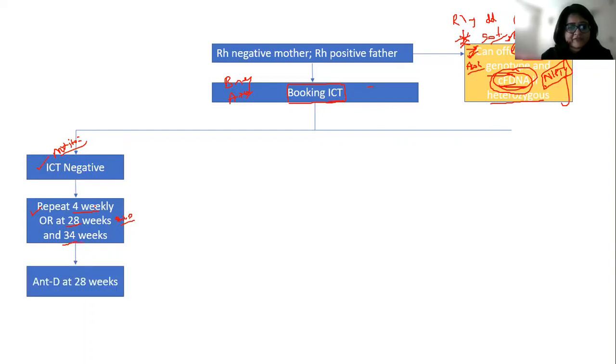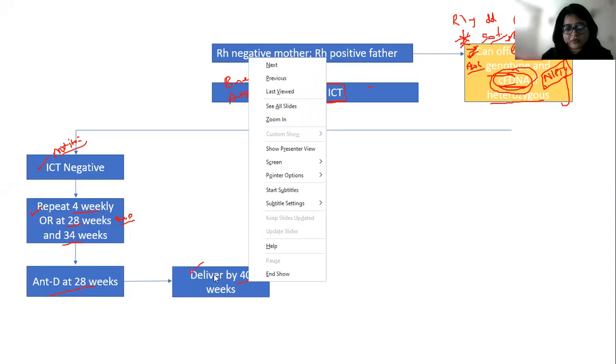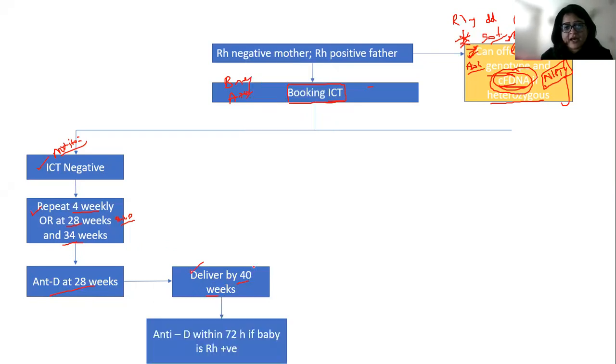If the ICT continues to be negative, give her anti-D at 28 weeks and deliver by 40 weeks. Do not go beyond 40 weeks. And give anti-D after delivery if the fetus is Rh positive. So I hope this part is clear if the ICT is negative.